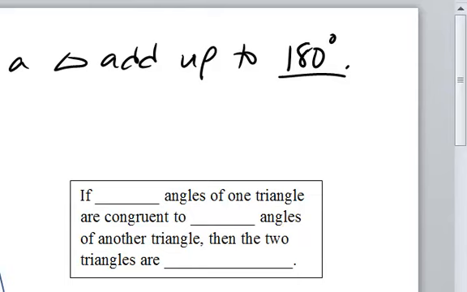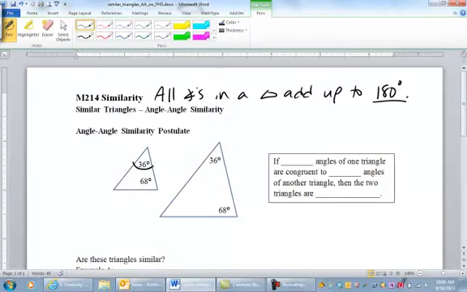So let's think about these two triangles we have here. We have one angle that's 36. This one is 36. This angle is 68. This one is also 68. So let's just subtract these two angles from 180 degrees to find this one. So we're going to do 180 minus 36 minus 68. We end up with 76 degrees right here.